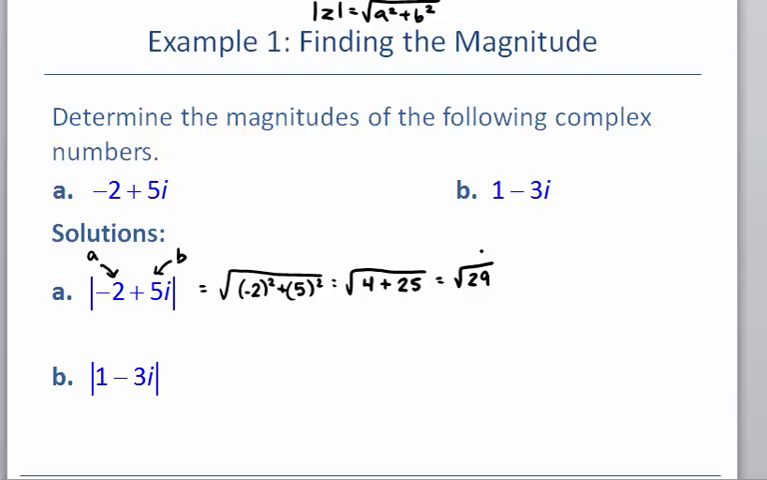For our second example, we have 1 minus 3i. Again, the a value is 1, and the b value is going to be negative 3. So plugging into our formula, we'll have a squared, so 1 squared, plus b squared, so negative 3 squared. Squaring the 1 gives me 1. Squaring the negative 3 gives me positive 9. And so my magnitude will be the square root of 10. So again, the distance between 0, 0 and the point 1 minus 3i will be the square root of 10.